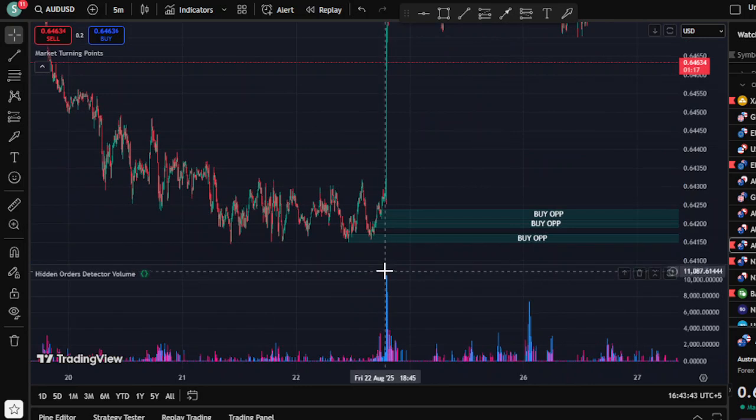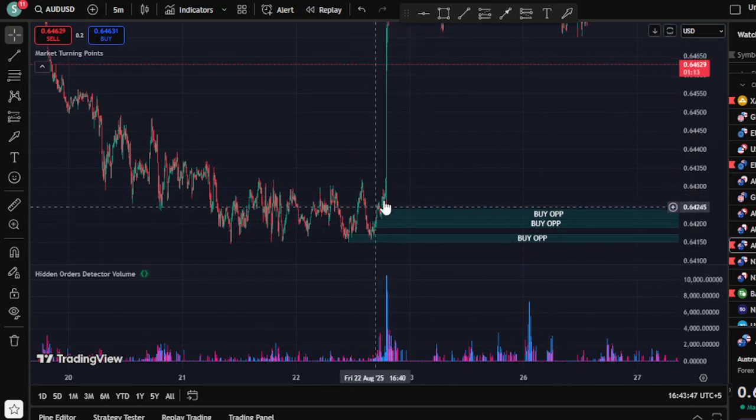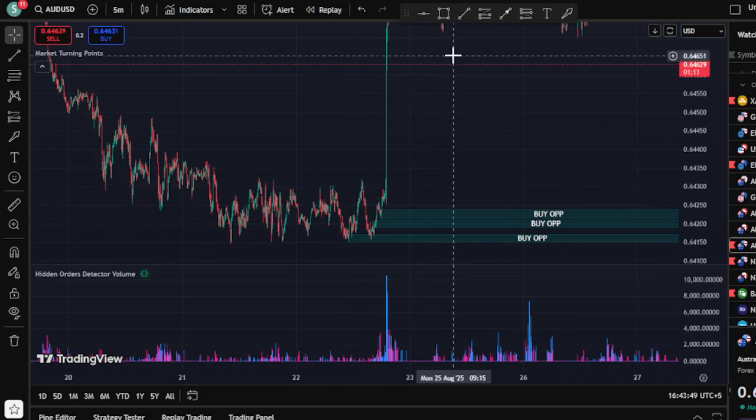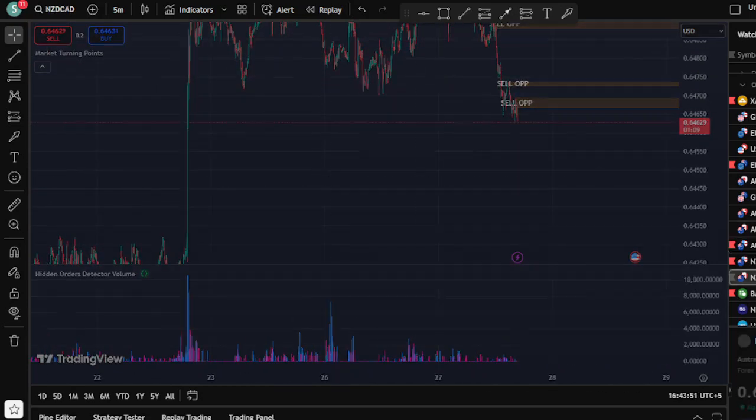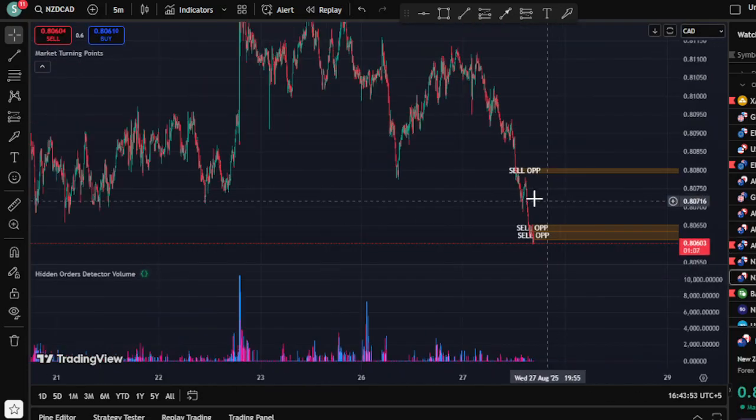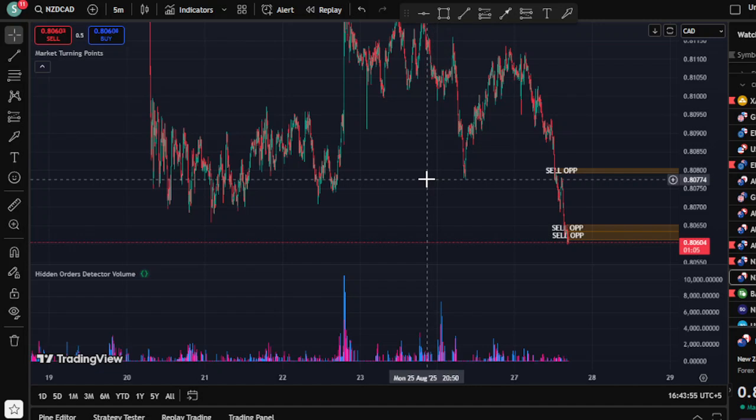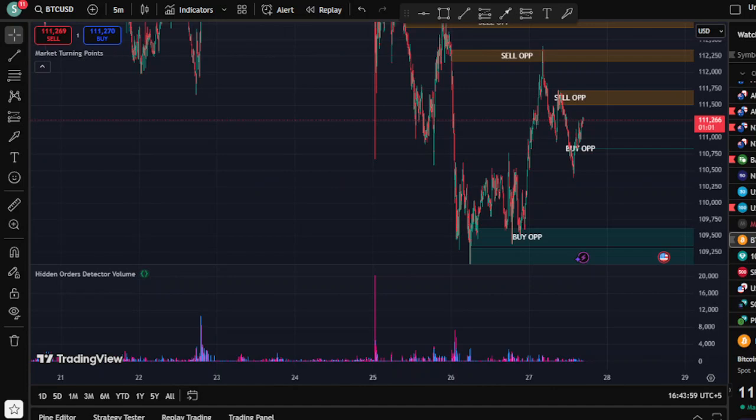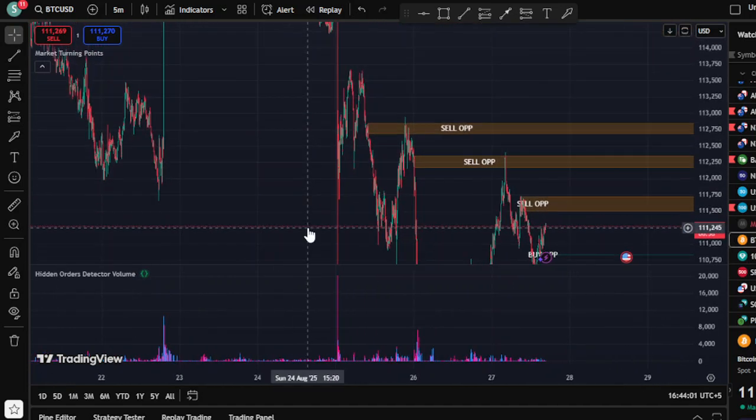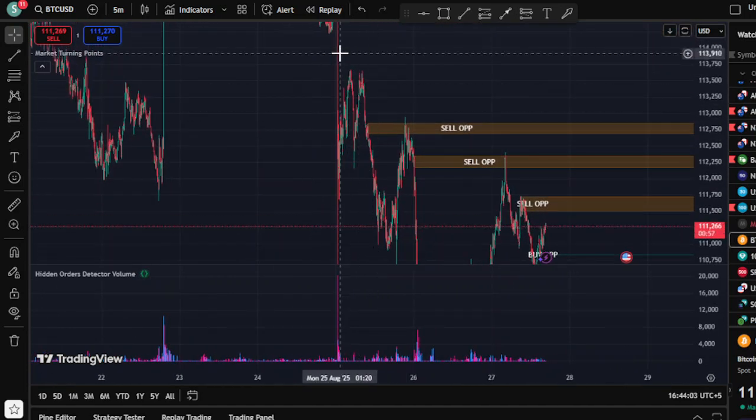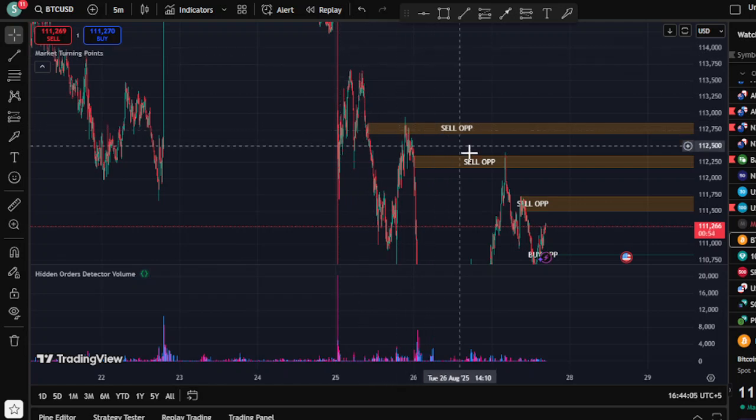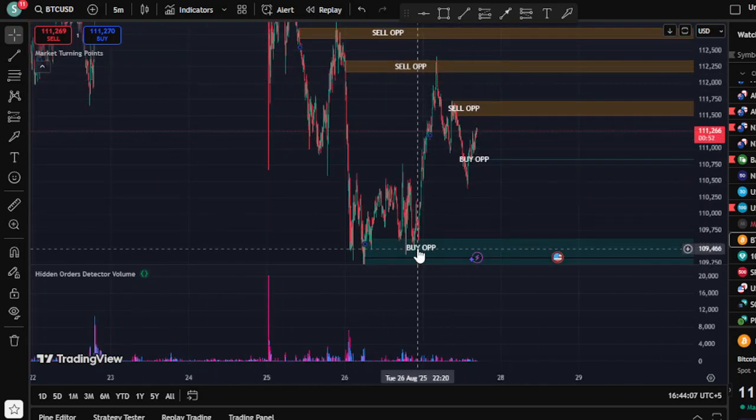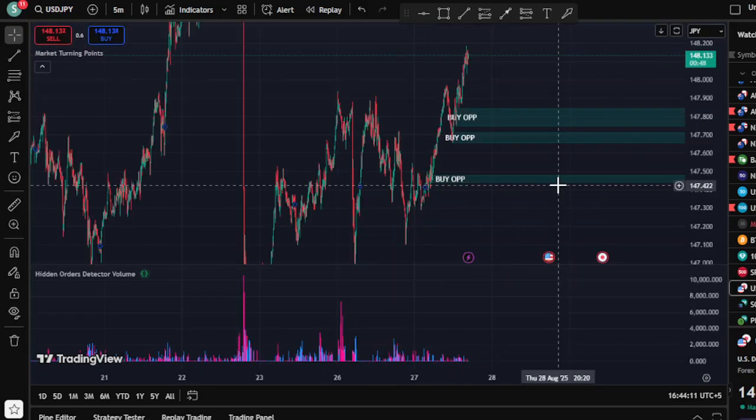Look at this ultra high volume. The market turning points indicator suggested this is the buy opportunity, and then you can see price is simply up. This indicator is very powerful because it detects the orders by the smart money. Look at this one. The ultra high volume came here and then a sell opportunity, just look at this price, it went down. So we will only be dealing with the ultra high volumes.